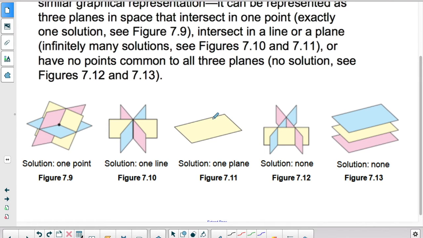Here, we have only one plane, so the solution is one plane. It's all the points on this plane because all 3 planes are the same. So all the points on that plane are the solution. Here, none of the 3 planes intersect at the same spot, so there's no solution, as well as this one here.